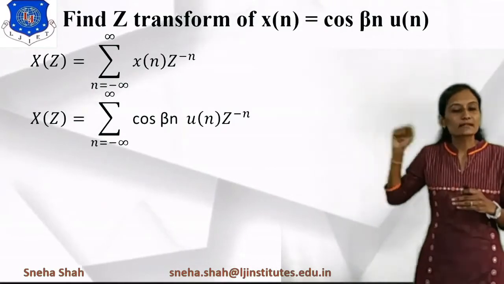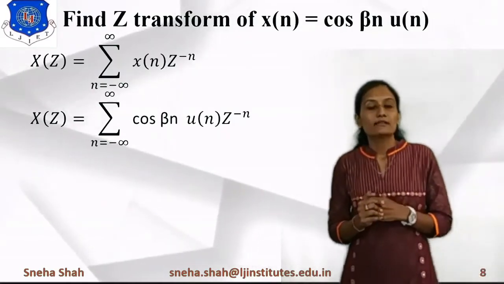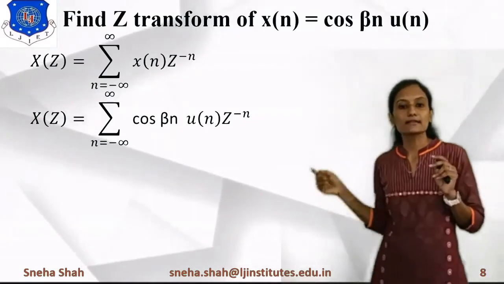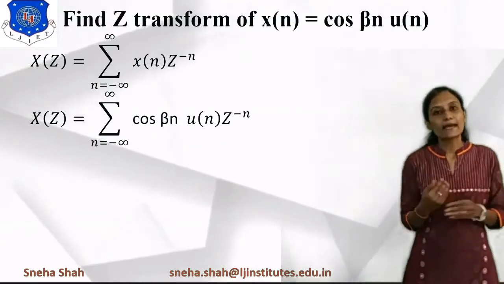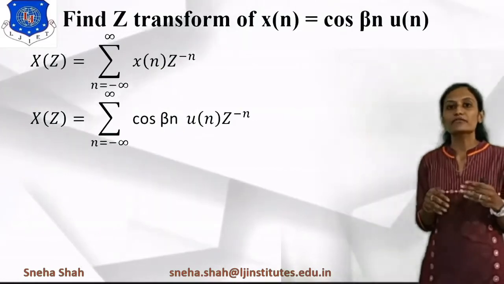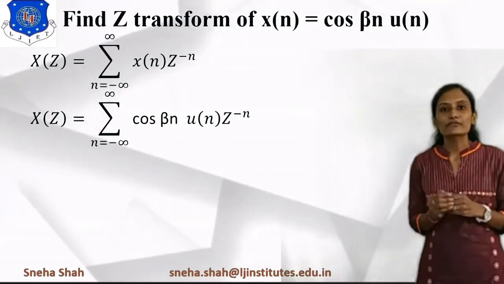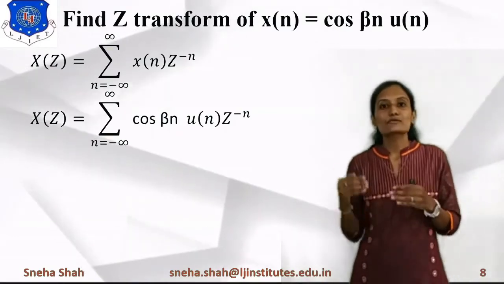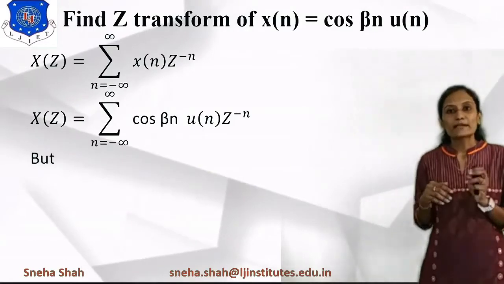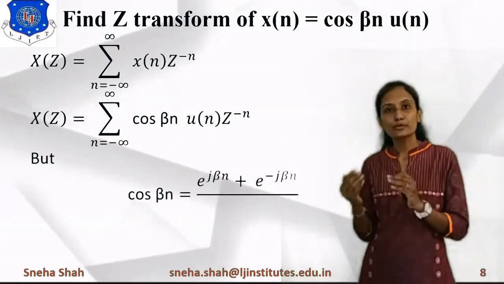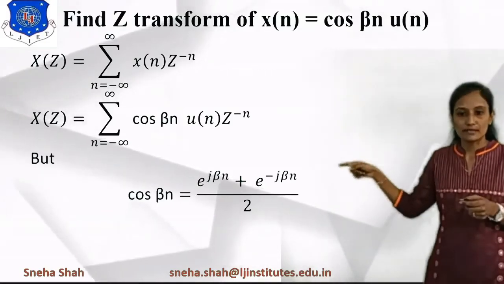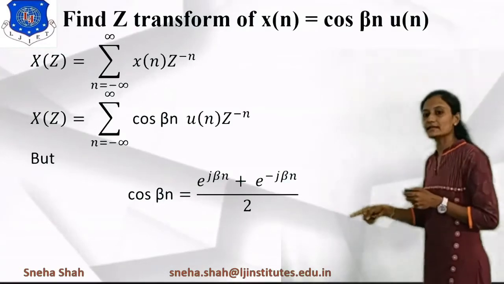Now you can see that in this term also there is u of n. Because of this, the range will change from 0 to infinity. And the second thing is, in this cos beta n is given to you, so we can't directly find the transform for this. So we will convert it in terms of e raised to something. So what is the value of cos theta? Cos theta equals e raised to j theta plus e raised to minus j theta divided by 2. So by using this formula, we can put the value of cos beta n in this form: cos beta n equals e raised to j beta n plus e raised to minus j beta n divided by 2.